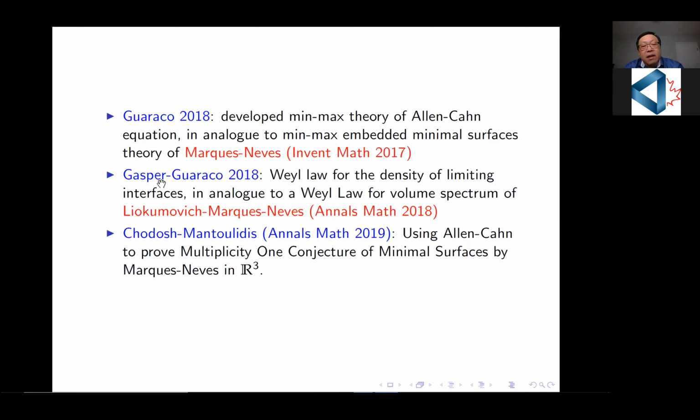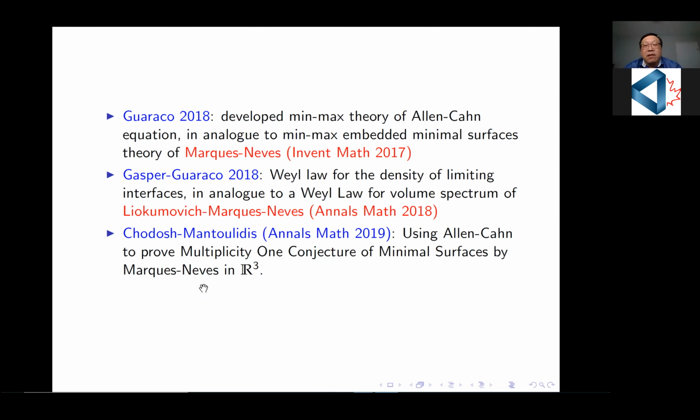And Gaspar and Guaraco also proved a so-called Weyl law for the density of minimal interfaces, which is in analogy to a Weyl law for the volume spectrum by Liokumovich, Marques and Neves in 2018. And Chodosh and Mantoulidis in 2019 used the Allen-Cahn equation to prove the so-called multiplicity one conjecture of minimal surfaces by Marques and Neves in R3.